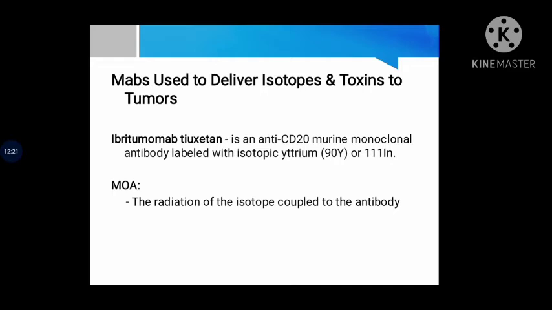So it is an anti-CD20 murine monoclonal antibody with isotopic yttrium-90 or indium-111. So the mechanism of action of this drug is the radiation of the isotope coupled to the antibody provides the major antitumor activity of this drug.